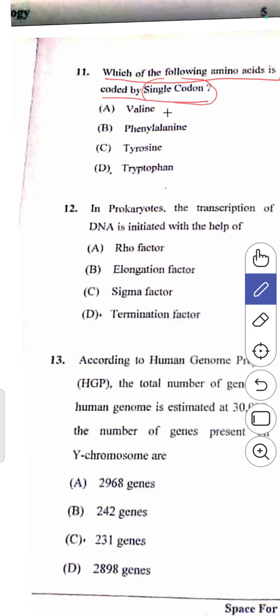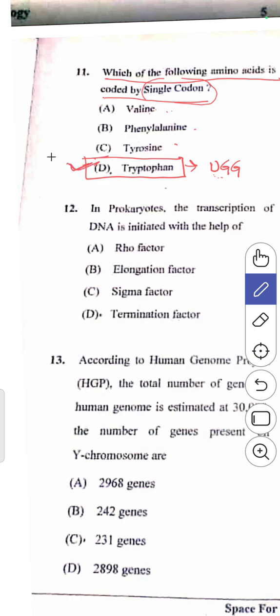Here valine also has many codons. Degeneracy will be shown by valine, phenylalanine, tyrosine, but here tryptophan has only one codon, that is UGG. So this single triplet codon will code for a single amino acid, that is tryptophan.